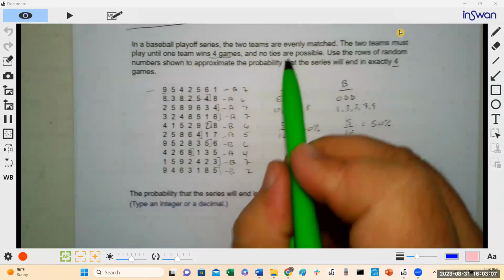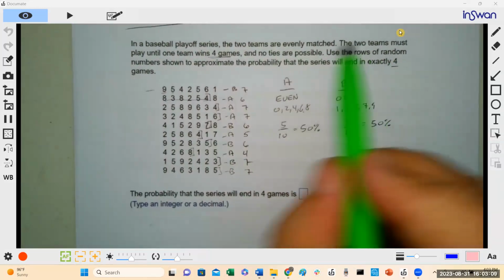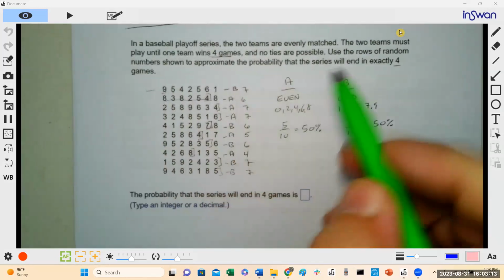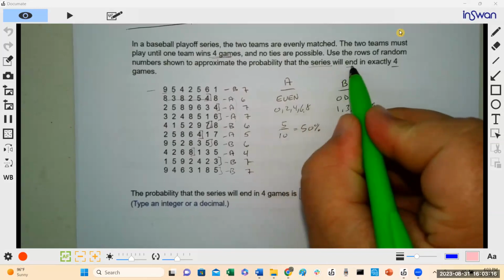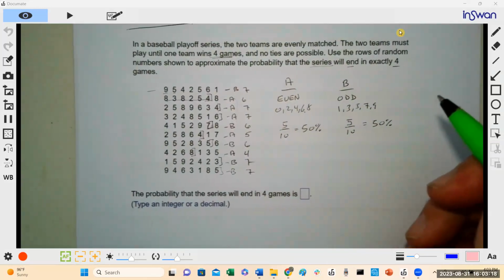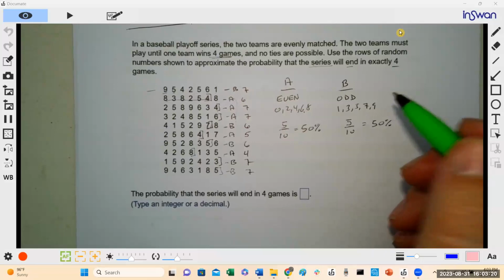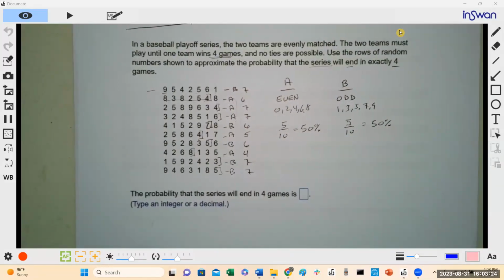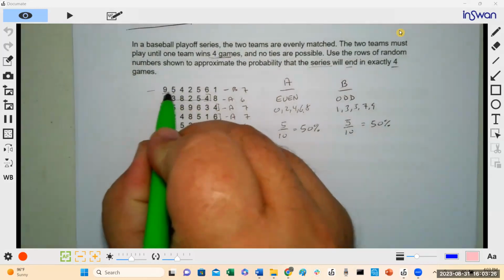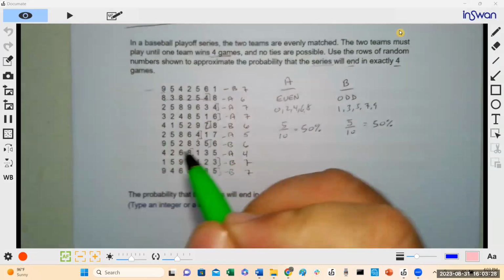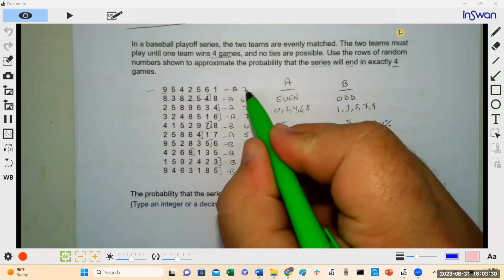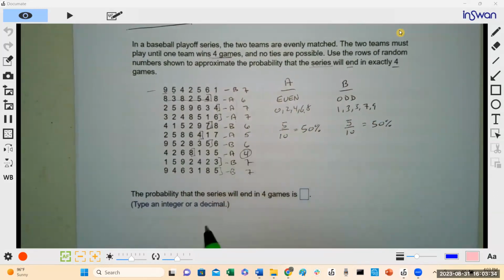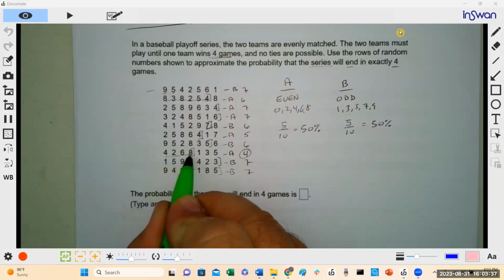So now let's see what the question is asking. Use the rows of random numbers shown to approximate the probability that the series will end in exactly 4 games. Okay, so these are all the games in each series. Somebody won this one in 7, 6. This is the only one that somebody won in 4 games.